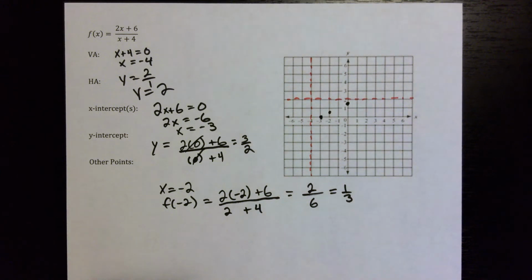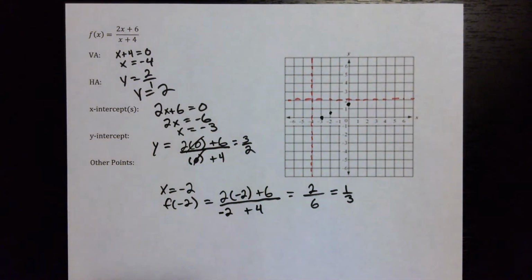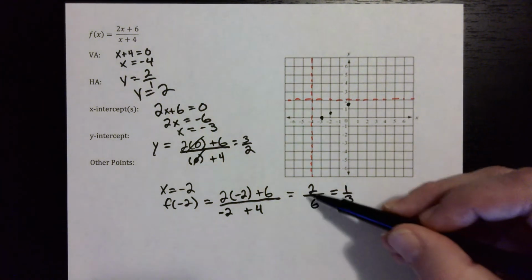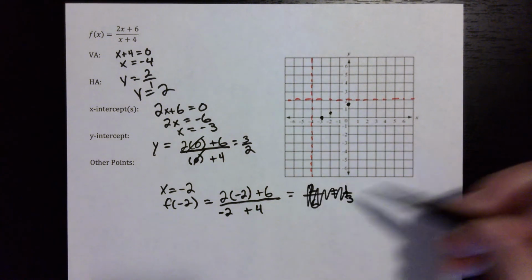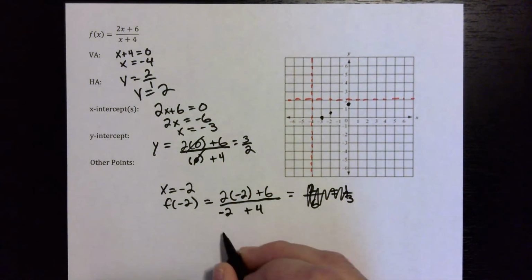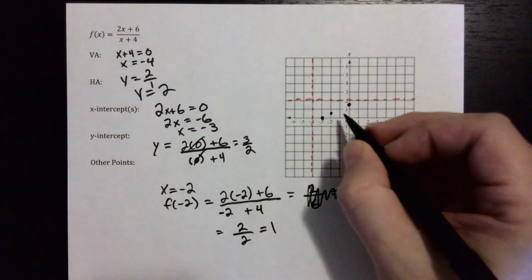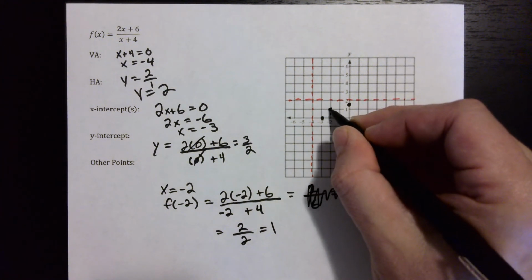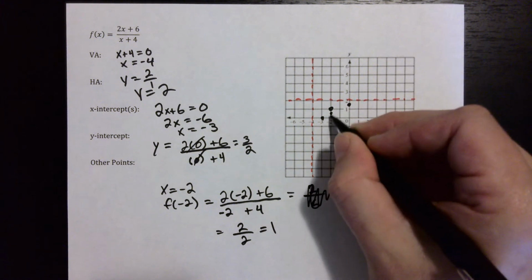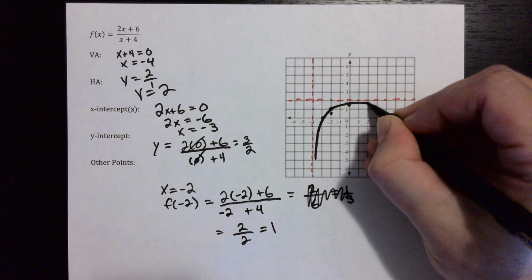Looks like I made a slight error there. I accidentally put a 2 here. Let's make that negative 2 because that's what we were plugging in. So that's going to change the answer. It's not 1/3. It didn't look right anyways. So it's going to be, let's see, the top is still a 2, and the bottom is also going to be 2, so that's 1. Okay, that makes more sense. So forget that point. It's going to be right here at negative 2, 1. Okay, so this side of the graph is going to look like this.